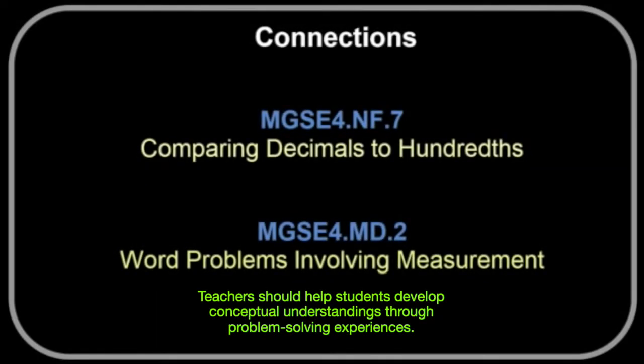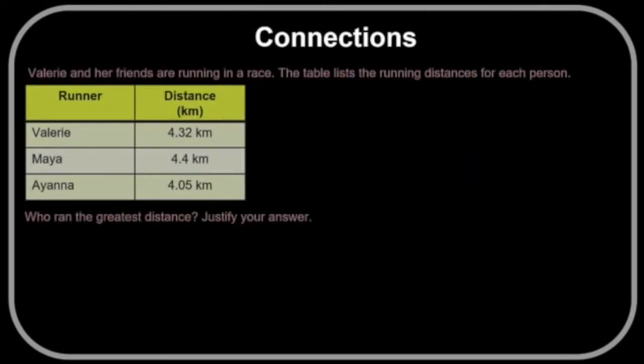Okay, great. After students have ample experiences with decimal concepts, they begin to solve problems with decimals, which applies to Standard 4 MD2. Let's look at an example. Valerie and her friends are running in a race. The table lists the running distances for each person. Valerie ran 4 and 32 hundredths kilometers, Maya ran 4 and 4 tenths kilometers, and Ayana ran 4 and 5 hundredths kilometers. Who ran the greatest distance? Justify your answer.